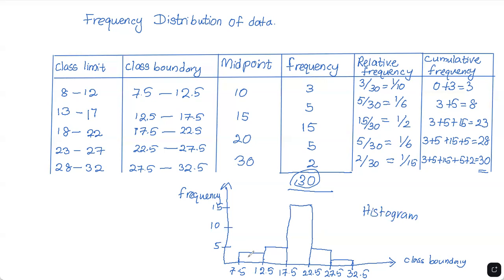If you want to draw the polygon, then you have to use the class midpoints. So the midpoint of this class is 10. We found it, right? So it's over here. For this one, it's over here. Class midpoints are here. So for the frequency polygon, you start from here. So you have this line graph as your frequency polygon. And you connect these dots like this.